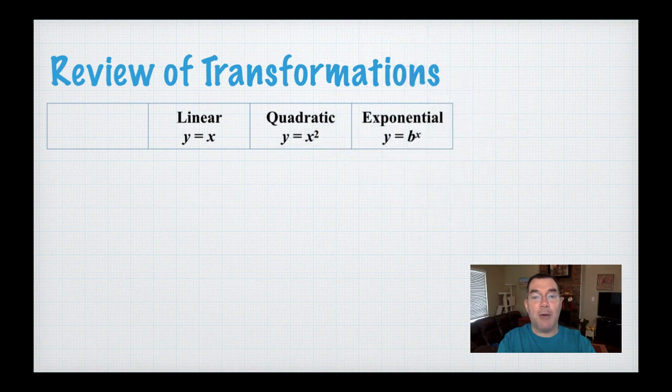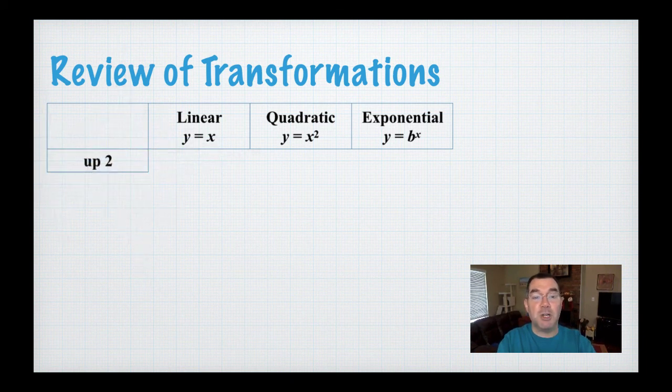And we will look at how the parent function changes. So the linear parent function is y equals x. The quadratic parent function is y equals x squared. And the exponential parent function is y equals b to the x. So let's look at how they change if I do any kind of transformation.